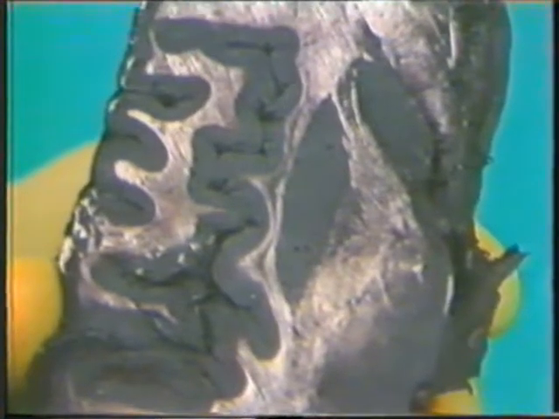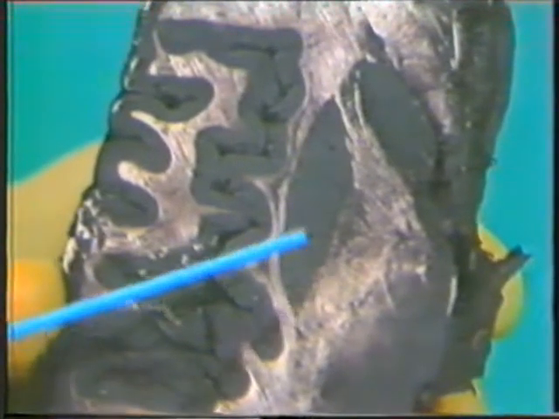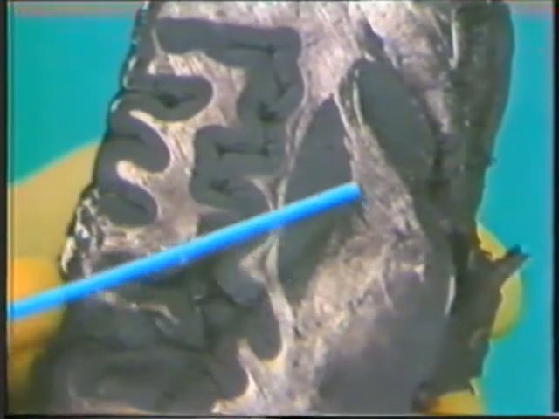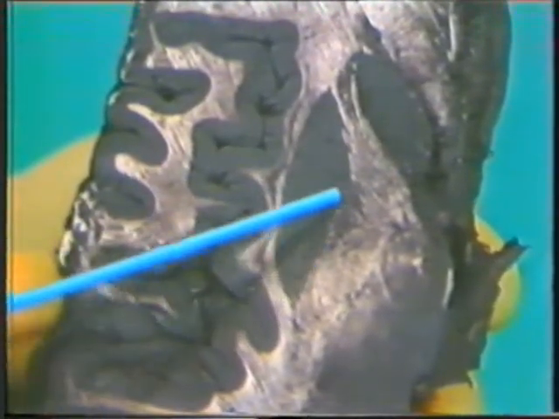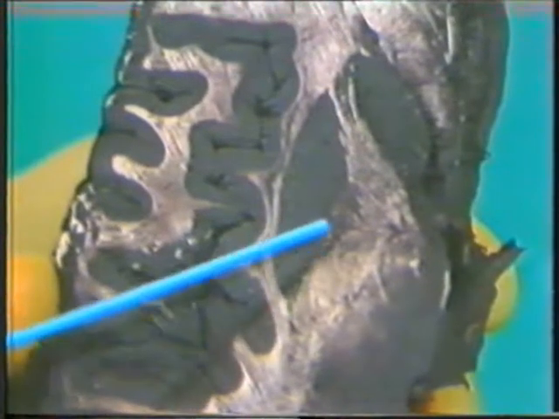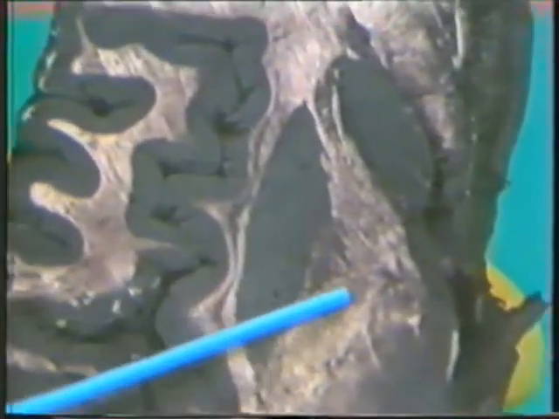These are the two parts of the lentiform nucleus. This is the outer dark part called the putamen, and this whiter medial part called globus pallidus.